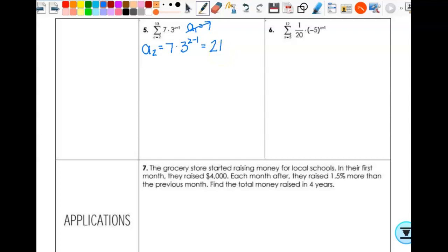What is n here? 12. How do we find n? It'll be 13 minus 2, then what? Plus 1. Okay, so that's where you get 12. And then what's r? 3. Okay, everybody okay with where all that came from? Okay, we're not going to finish that problem. I want you to do number 6 all on your own.